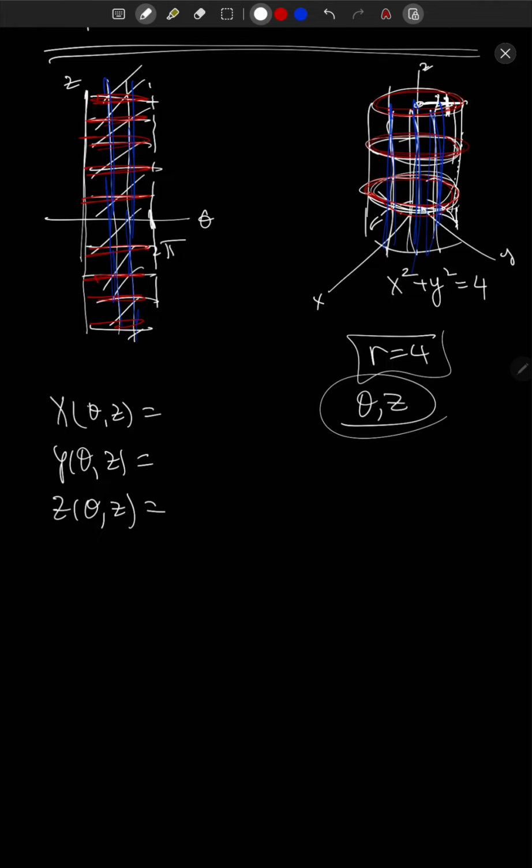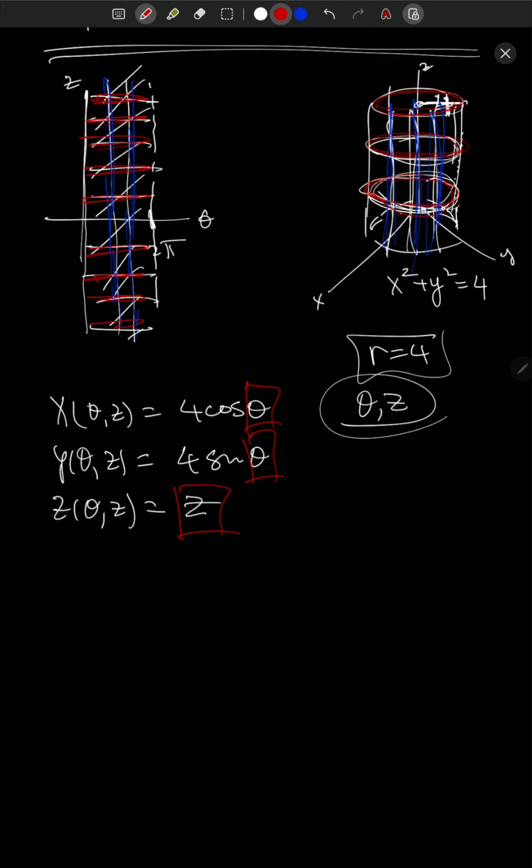And what is it? Well, we already know the conversion from r, phi, theta to xyz. It's going to be r cos theta for the x. R is 4, so 4 cos theta. R sine theta, so 4 sine theta for the y. And then z is just z. And it's okay, because on our map, we are using thetas and we are using z's.